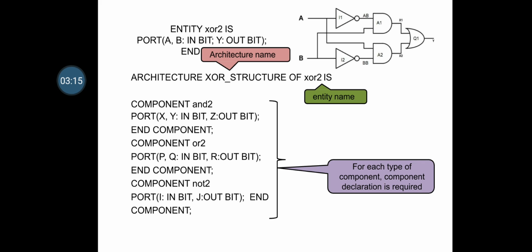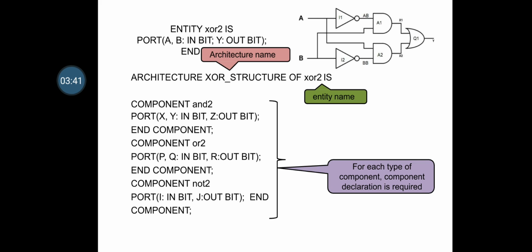We are going to use the reserved word component and give a name to the gate. This is AND2, so the AND gate is named here as AND2. Then we declare the input and output ports: port X, Y is the input in bit and Z is the output, semicolon, and end component, semicolon. This is how we declare one component.